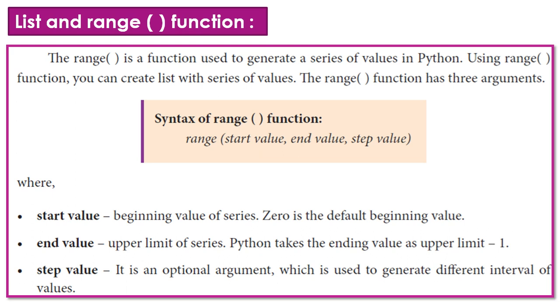If we don't give the start value, the default value is 0. Similarly, the default step value is 1. End value is the upper limit of the series. Python takes the end value as upper limit minus 1. Step value is an optional argument which is used to generate different intervals of values.